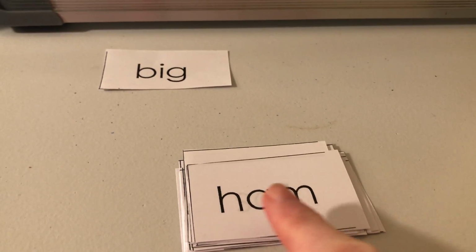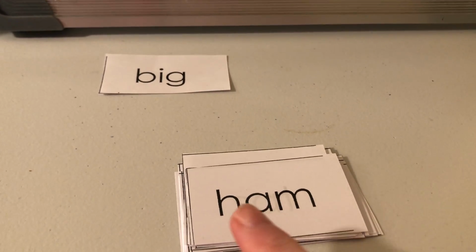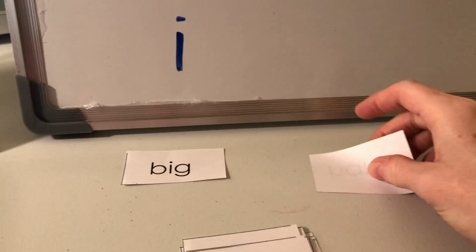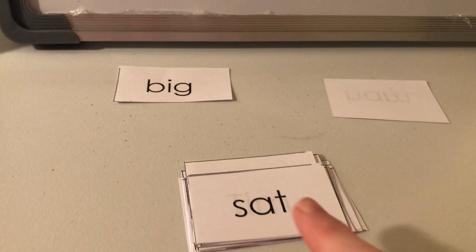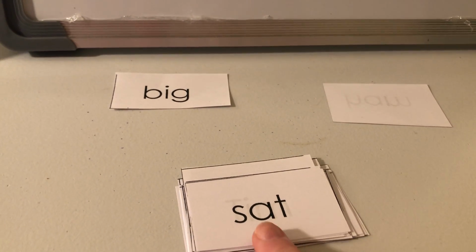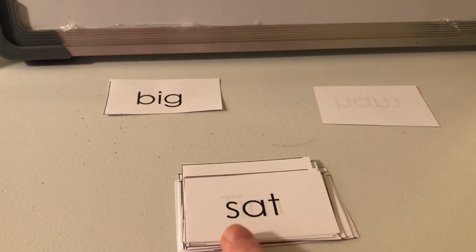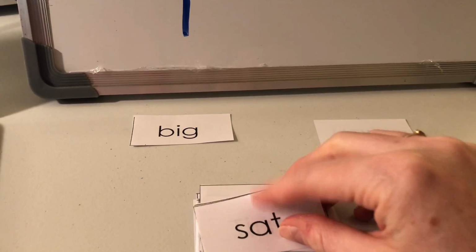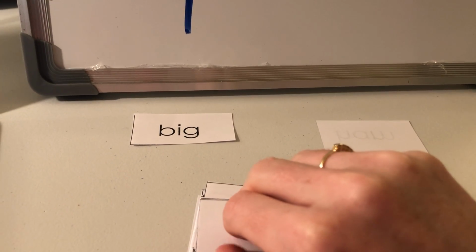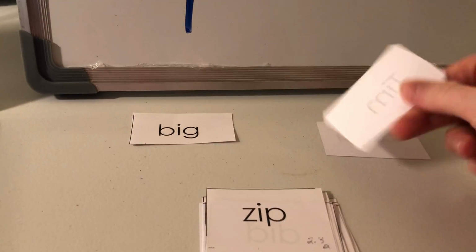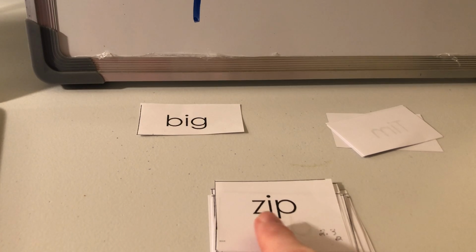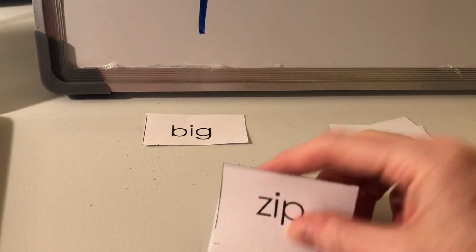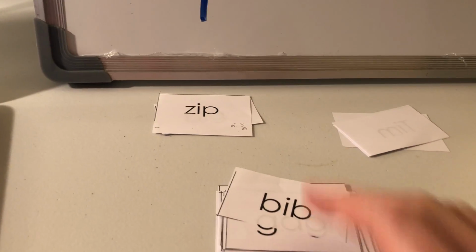I see a chunk. Am. Now I'm ready to read this word. Am. I'm going to put this word here because it doesn't have I. I see a chunk, I know this is at, like the sight word at. At, sat. This does not have I. Ip, zip. This will go in my I pile.